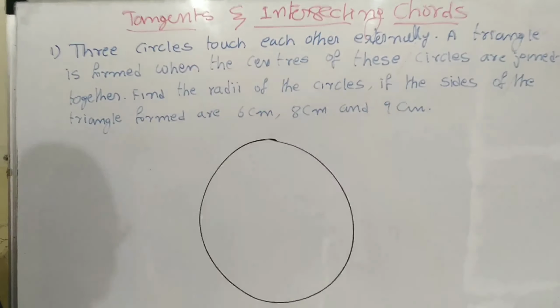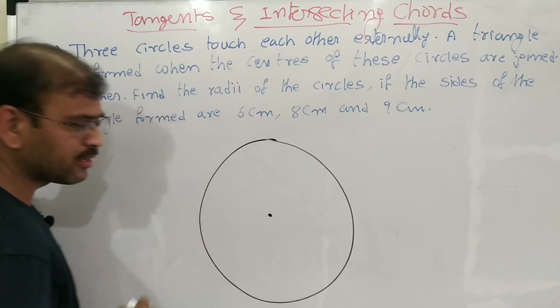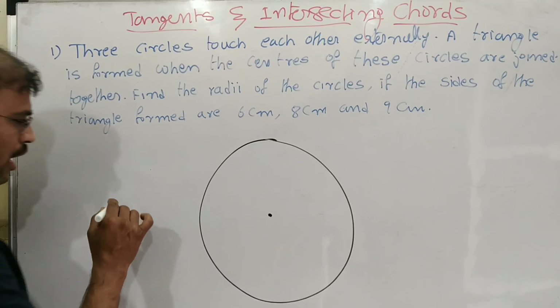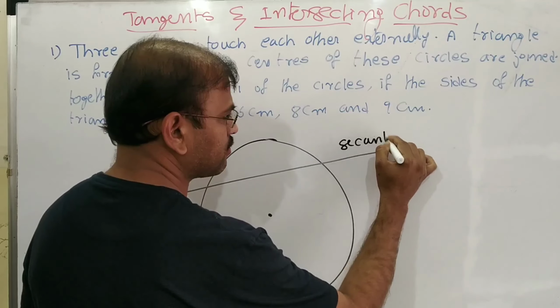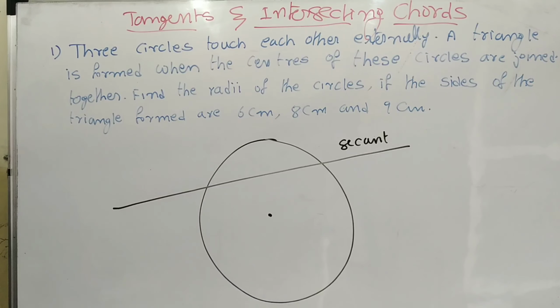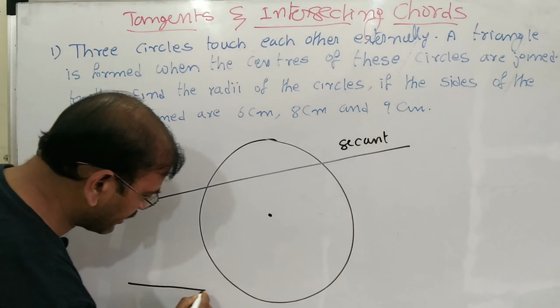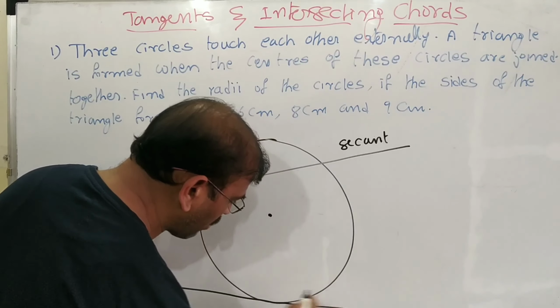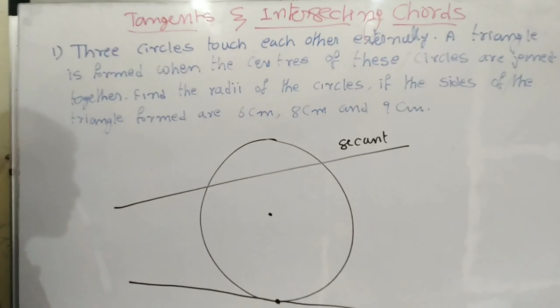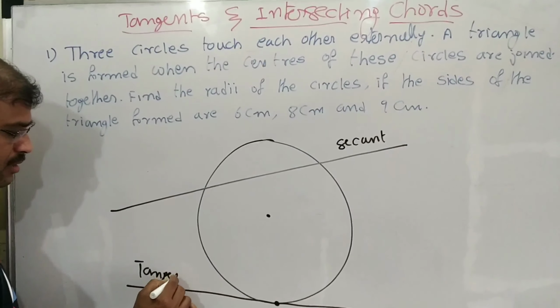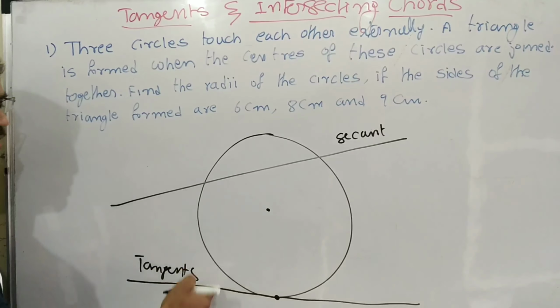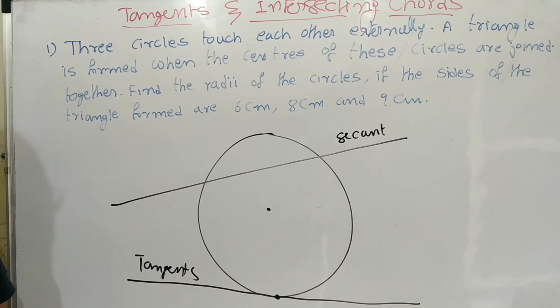This is a circle. Now we know that this is the center. If I draw this, we call it a secant of the circle. Now for the same circle, if a line touches the circle at only one point, then we call it a tangent of the circle. This is a secant. This is a tangent of the circle.